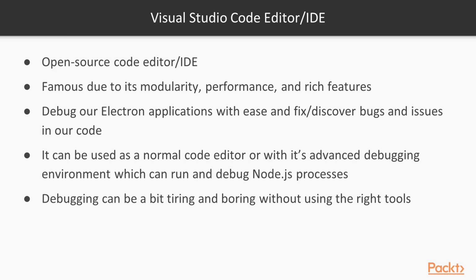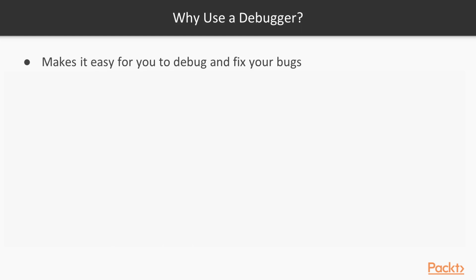That's the main point. You should think about using a debugger, especially Visual Studio Code, because it has a lot of features and a lot of people using it, so the community and support are really strong. So why use an actual debugger? It makes it easier to debug and fix your bugs rather than just looking for bugs in thousands of lines of code without knowing where exactly the issue is being caused. You can place breakpoints to know exactly what is going on behind the scenes in your code.